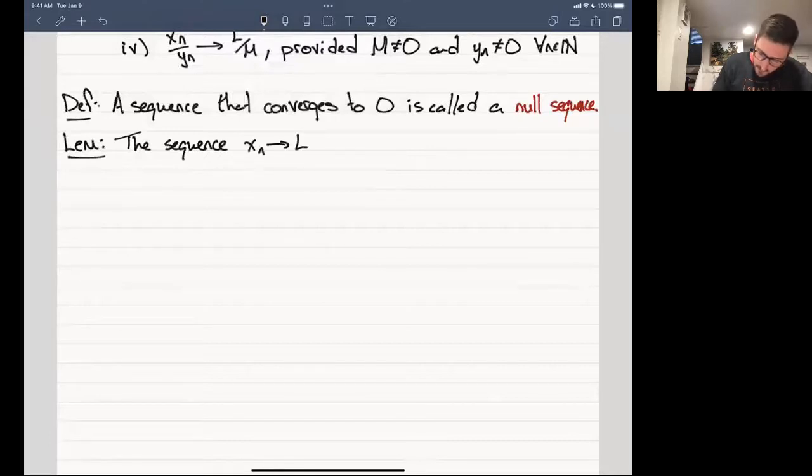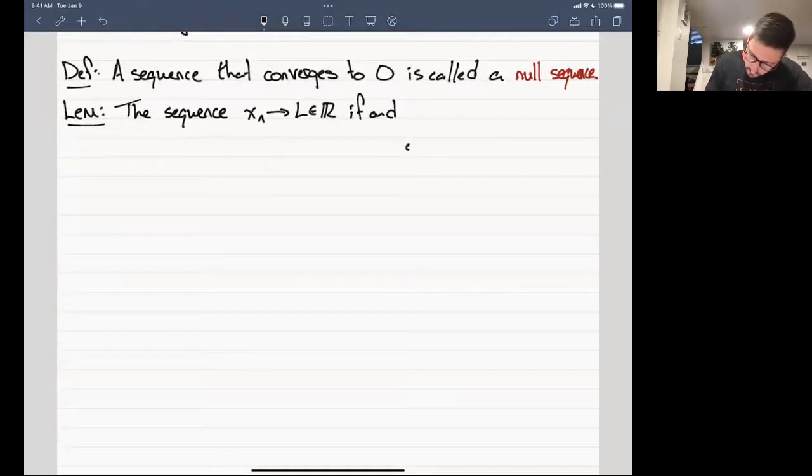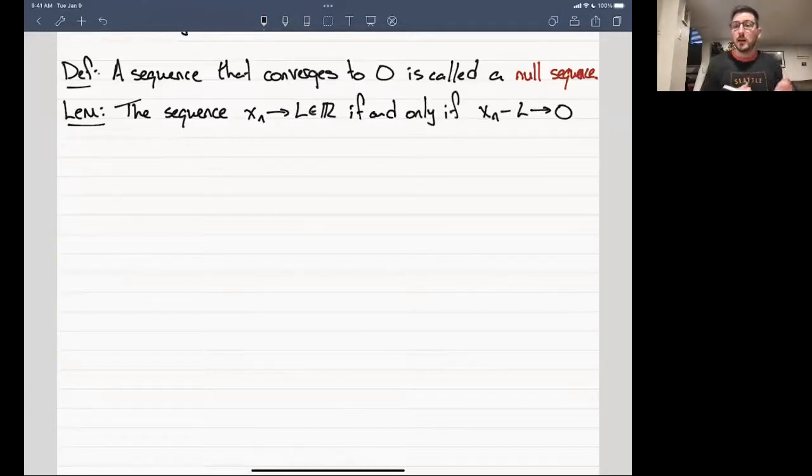Now, we're going to have a small little lemma here, and it says that the sequence xn converges to L in R, so it has some limit, if and only if xn minus L converges to 0. Okay, so your sequence converges to a limit L is the same as saying that if you take L off of every element of the sequence, then this thing converges to 0. Equivalently, this is saying that xn minus L is a null sequence. Now, this may look maybe a little bit intimidating, but once you see the proof, you'll realize that this is actually just extremely straightforward.